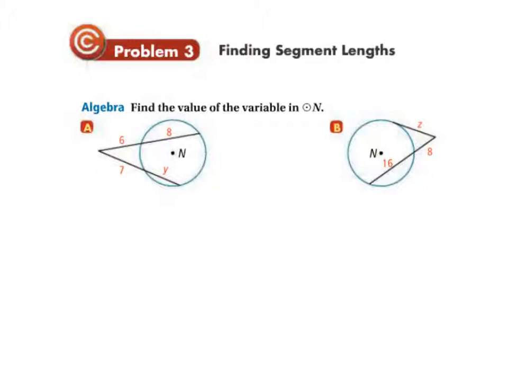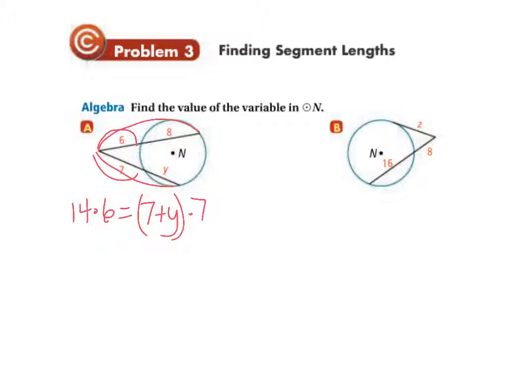Let's practice using those theorems. All right, I'm going to start with this one where it's on the exterior. So remember what we're going to do. We're going to say that the entire times the exterior equals the entire times the exterior. Let's set this up. The entire, which is 6 plus 8, so that's 14, times the exterior, 6, equals the entire, this one I'm going to have to call 7 plus y, times the exterior, times 7. And then we're just going to do some algebra and solve that for y.